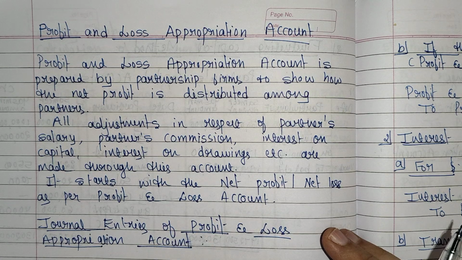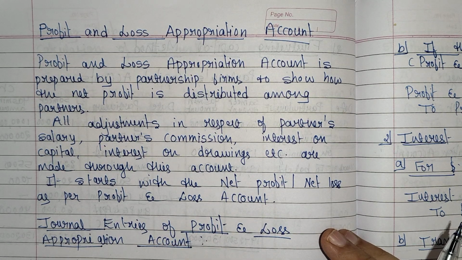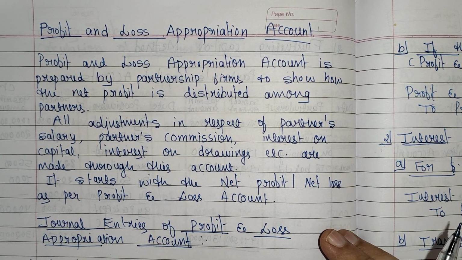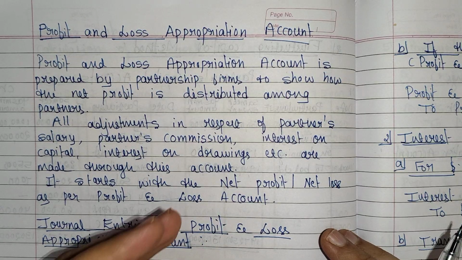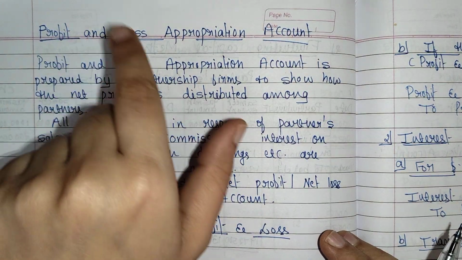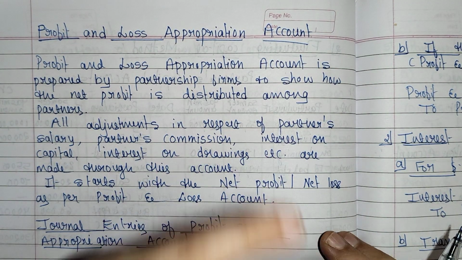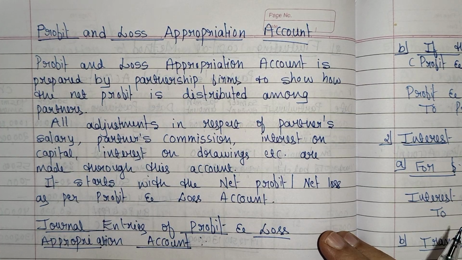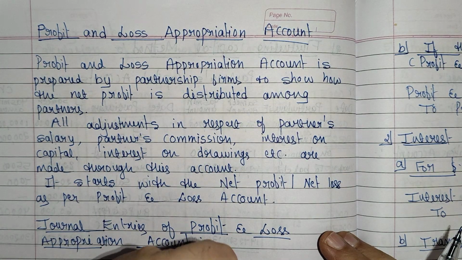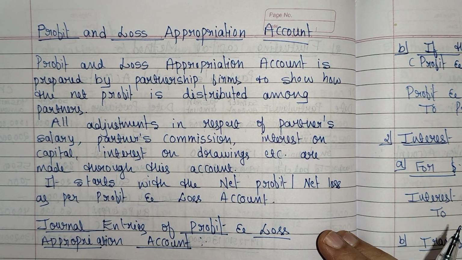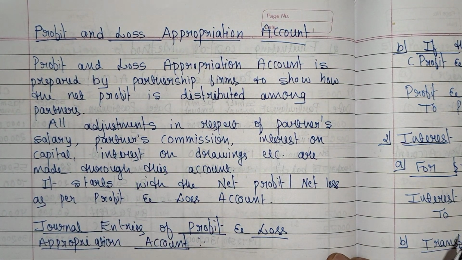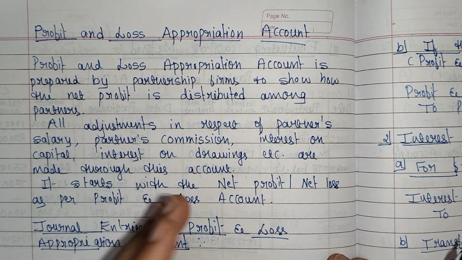Clear? So after that, in partnership firms, the profit and loss appropriation account is prepared to show how the net profit is distributed among the partners. To prepare it, we need the profit and loss account of the firm, because we use the net profit in the appropriation account, which is distributed among the partners through salary, interest on capital, interest on drawings and profit sharing ratio.